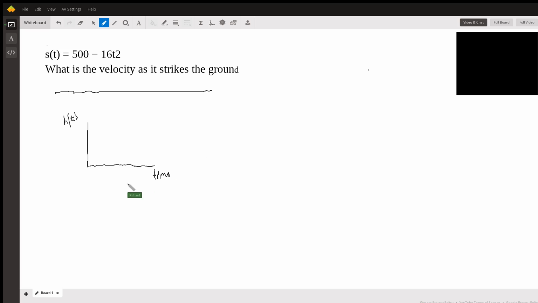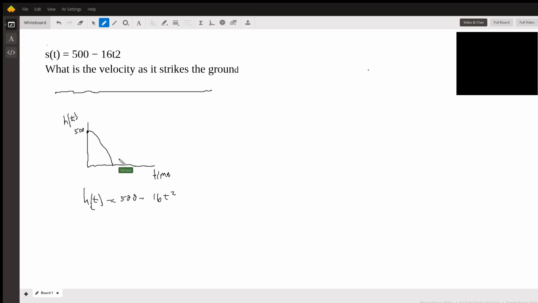Well, when t is 0, you can see h of t is going to be 500 minus 16 t squared. So what that means is when t is 0, this ball, let's say it's a ball that's being dropped, it's being dropped from a height of 500. Again, I don't know the units here. And so it's going to go down like this.